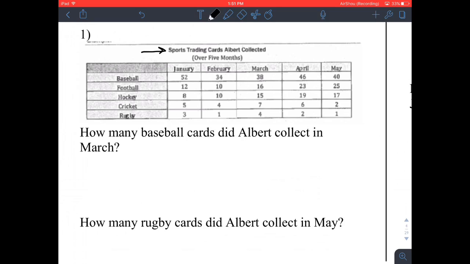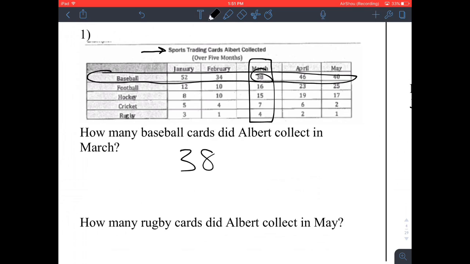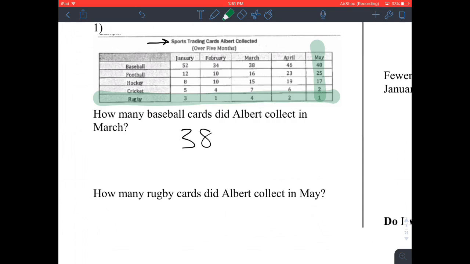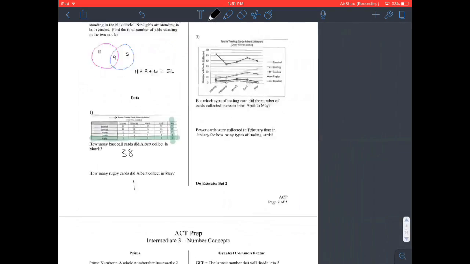So the question, how many baseball cards did Albert collect in March? So here's March. And then across the top is baseball. So looking at the baseball row in the March column, he collected 38 cards. How many rugby cards did he collect in May? Well, rugby is down here. May is the last column. Looks like he collected 1 rugby card in May. That's how to read a table.